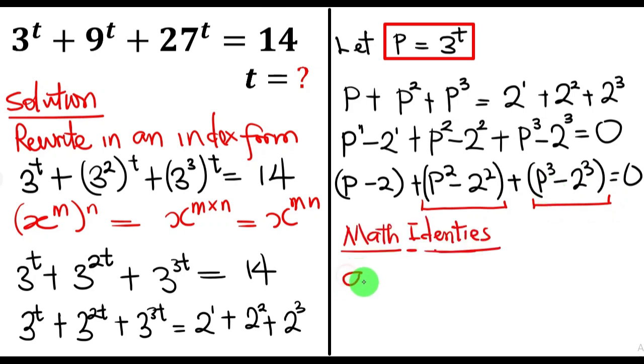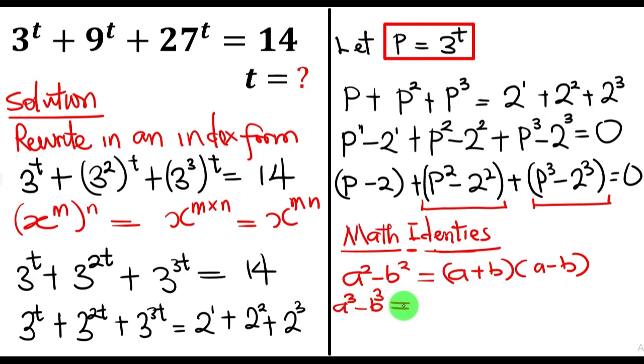If I have a squared minus b squared, this can be written as a plus b, then a minus b. Then if I have a raised to the power of 3 minus b raised to the power of 3, this is going to be equal to a minus b, then a squared plus ab, then plus b squared.